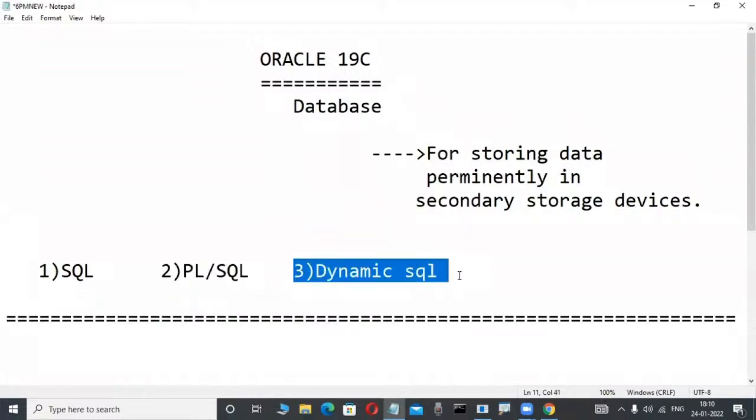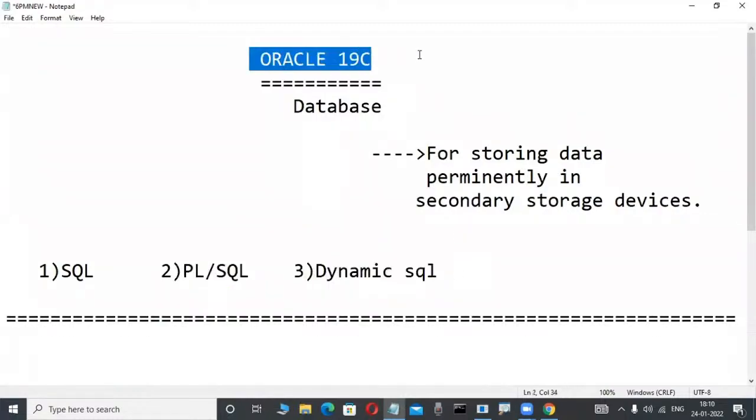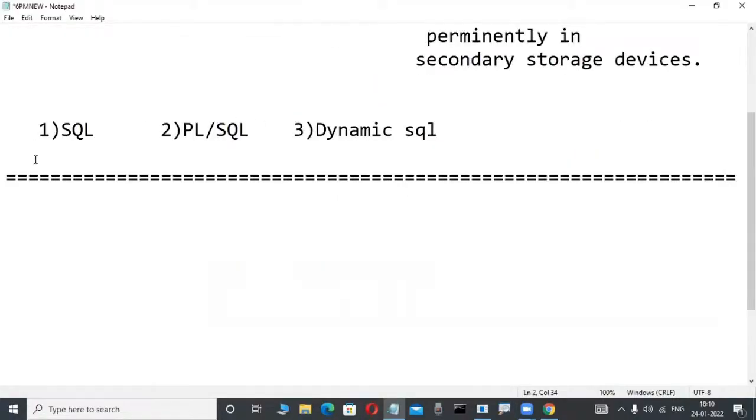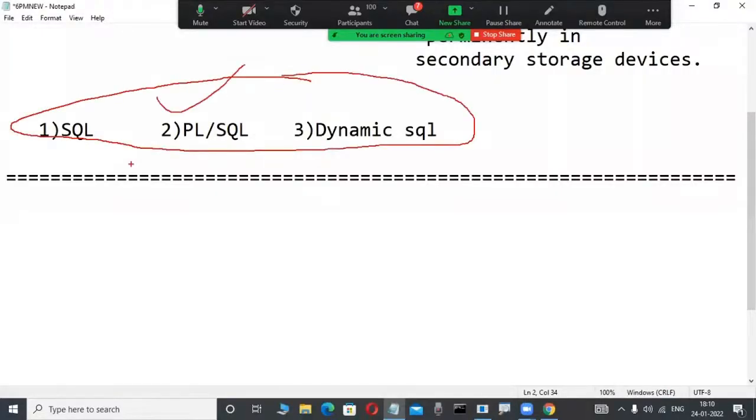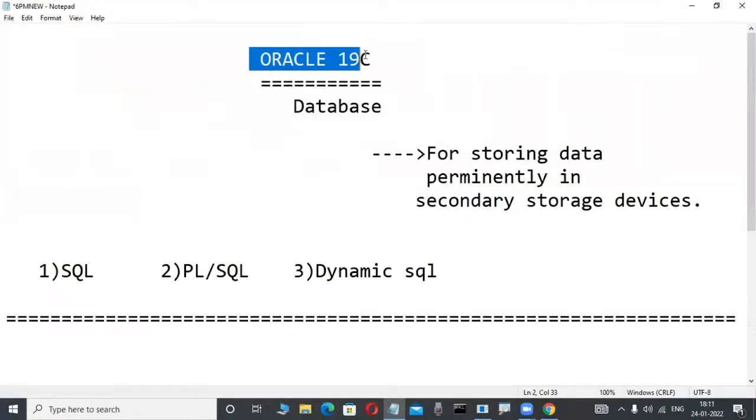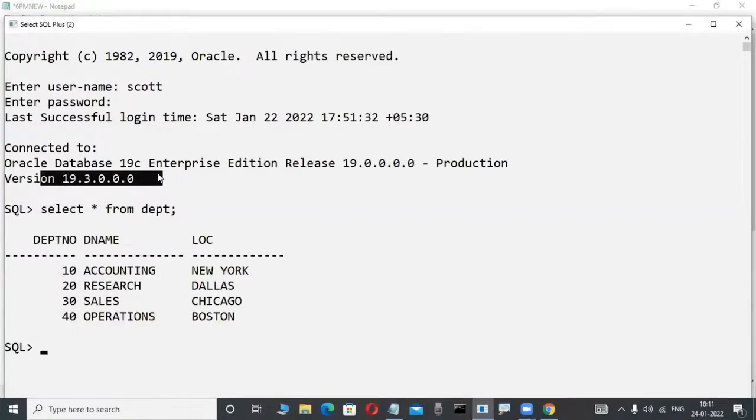Another one is dynamic SQL. Anybody learning an Oracle course anywhere in the world, not only from me, in that course they are told about these three languages. What is SQL language? What is PL/SQL language? What is dynamic SQL? These are big concepts. Through these languages we operate these types of products, Oracle products, in your company.